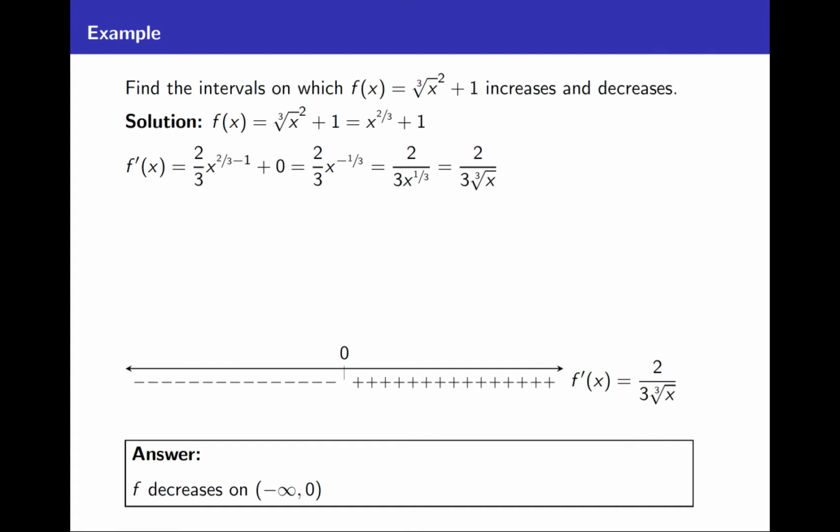So we've got our answer. The function f decreases on the interval from negative infinity to 0, and it increases, where its derivative is positive, on the interval from 0 to infinity. So again, once we've got that answer, it doesn't involve the derivative. We just use the derivative as a tool to analyze the behavior of f of x. Where the derivative was negative, f was decreasing. Where the derivative was positive, f was increasing. And that's our answer.